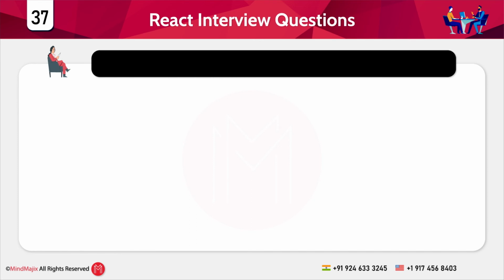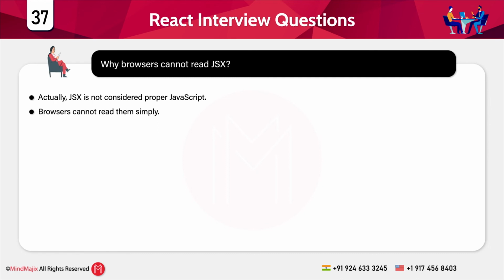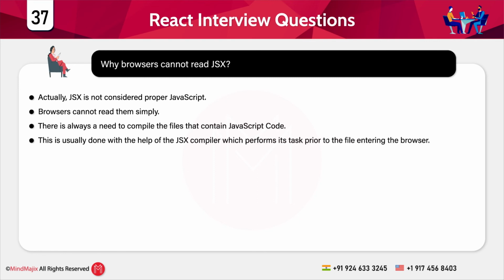The next question is, why can browsers not read JSX? Actually, JSX is not considered proper JavaScript. Browsers cannot read it, and there is always a need to compile the files that contain the JSX code. This is usually done with the help of a JSX compiler, which performs the task prior to the file entering the browser. Also, compiling is not easy in every case. It depends on a lot of factors such as the source or nature of the file or the data.